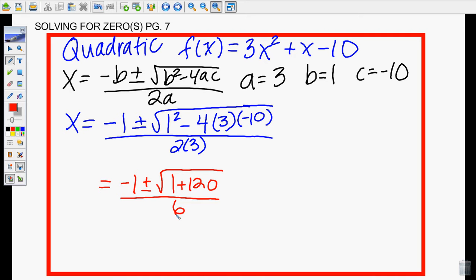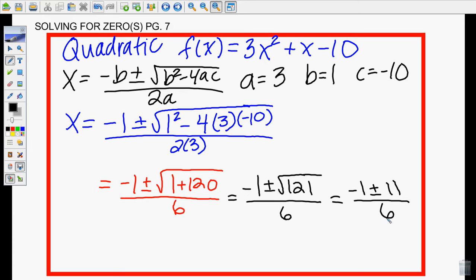All right, so keep going under my radical. Underneath the radical, what's 1 plus 120? So I have negative 1 plus or minus the square root of 121 over 6. What is the square root of 121? 11. So I have negative 1 plus or minus 11 over 6.